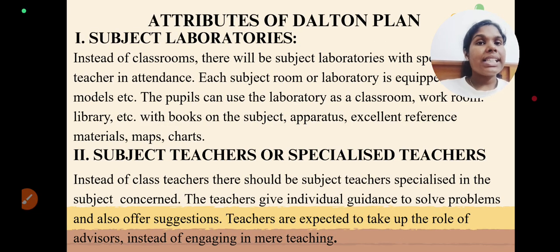So next we can say the attributes of the Dalton plan. The first one is the subject laboratories. Instead of classrooms, here we have laboratories. Each subject has a subject laboratory equipped with the apparatus, equipment, books, charts, maps or graphs, whatever is needed, set up in the subject laboratory.